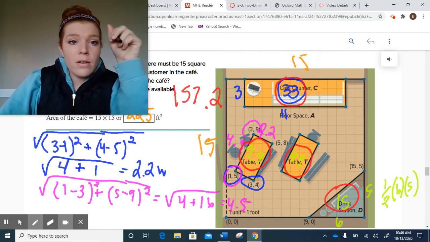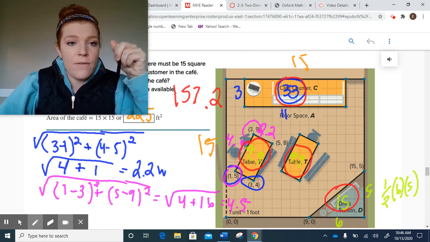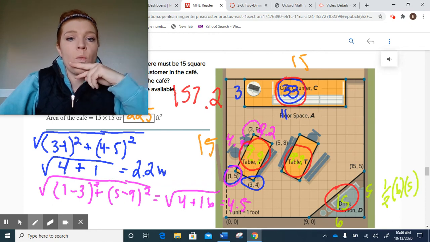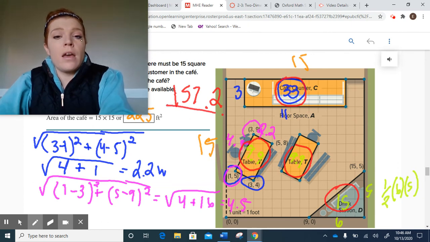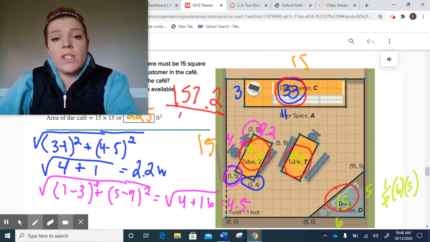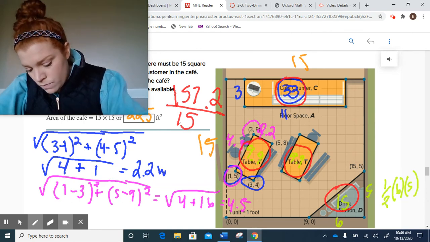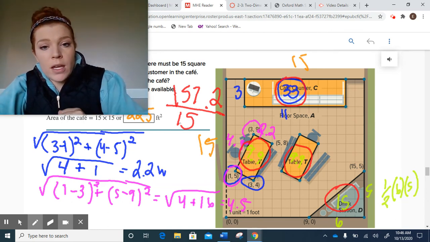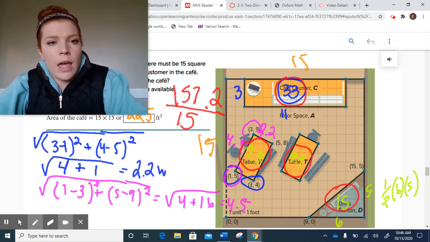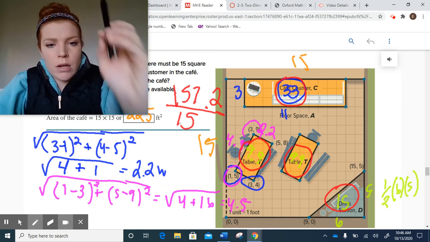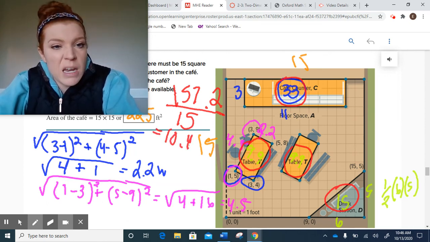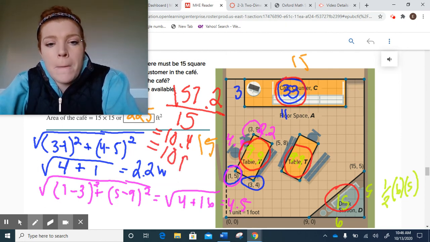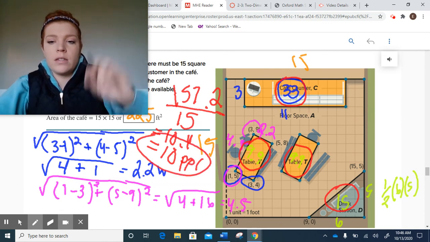Now that's not the final answer because they want to know how many people can fit in the cafe. And I have a free space of 157.2 square feet. So I need to divide this by the square feet for one person, which is 15. They gave that in the intro. So I can fit 10.4, but you can't have 0.4 of a person, so we have to round down. So 10 people is the answer that can fit into the cafe.